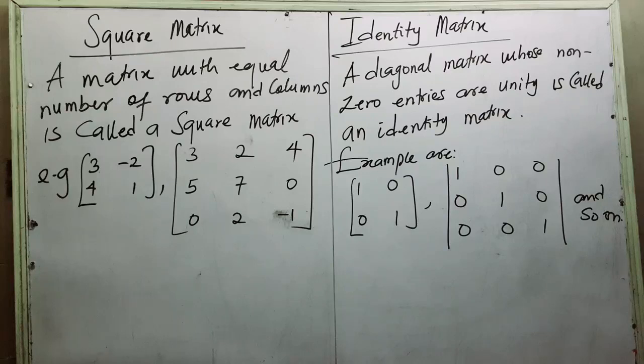Also, the next one is the square matrix. A matrix with an equal number of rows and columns is called a square matrix. So when they have the same number of rows and columns, we have 2 by 2, 3 by 3, 4 by 4, 6 by 6, 10 by 10. They are square matrices. So it is the order that determines the square matrix. So we are only talking about the elementary types of matrix.